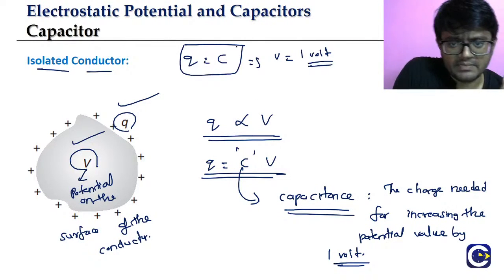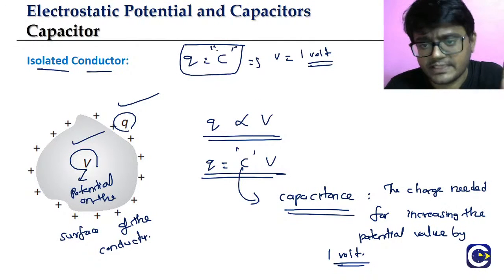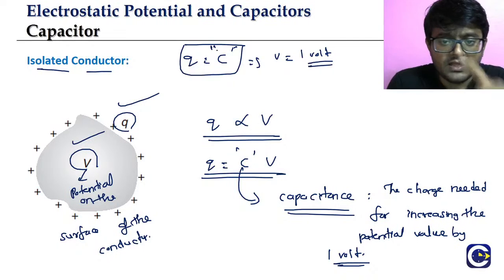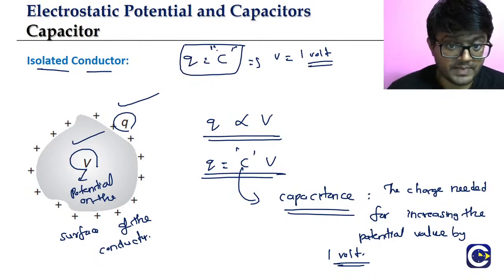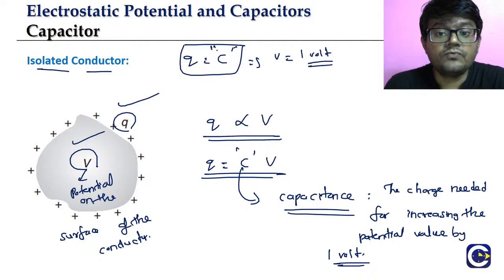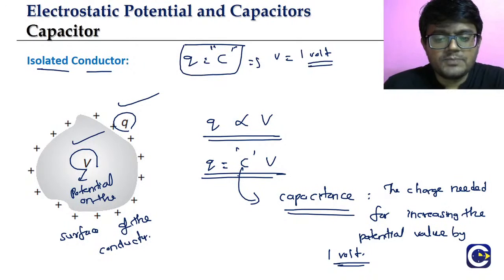Obviously, this capacitance will be a property of this isolated conductor, because if we shift from one conductor to another conductor, the value of the capacitance is going to change. The value of the capacitance is going to be changing. Look, we are using a new physical quantity called what? Capacitance. What is the term we are using? Capacitance.